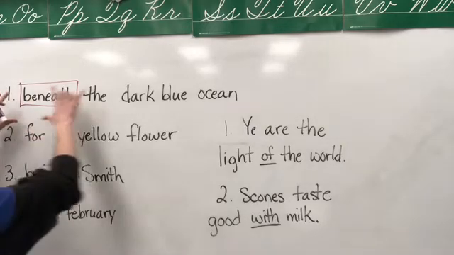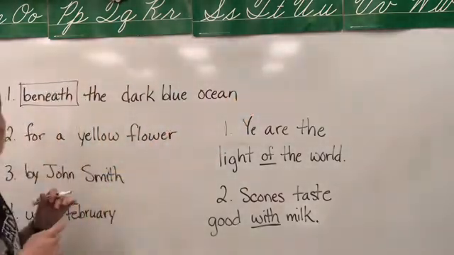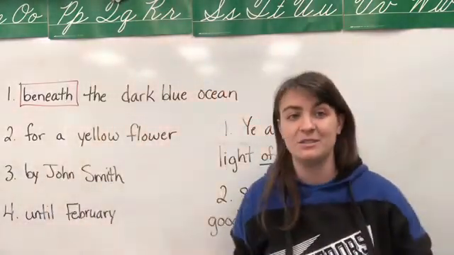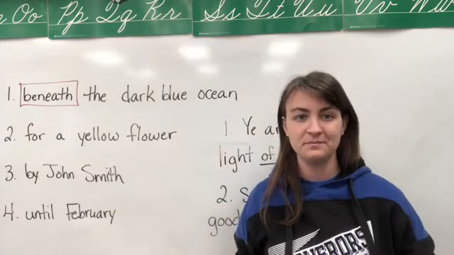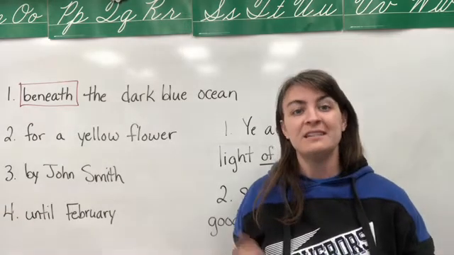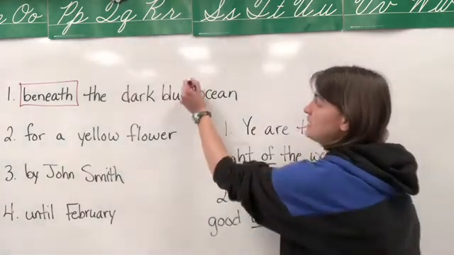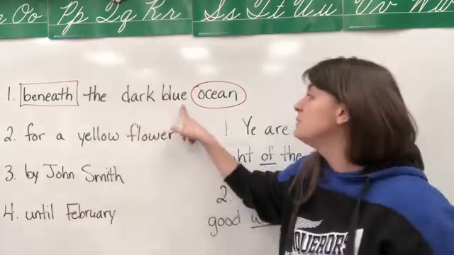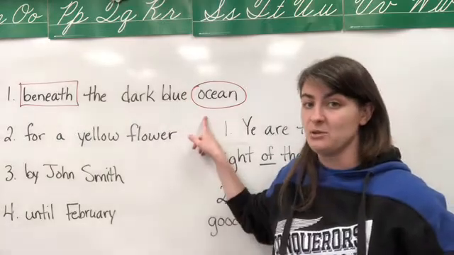So we've got beneath the dark blue ocean is our whole phrase. What is the noun or pronoun? That's the object that ends this prepositional phrase. That's right, it's the word ocean. So we're going to go ahead and circle this word ocean. The, dark, and blue are all adjectives describing ocean.